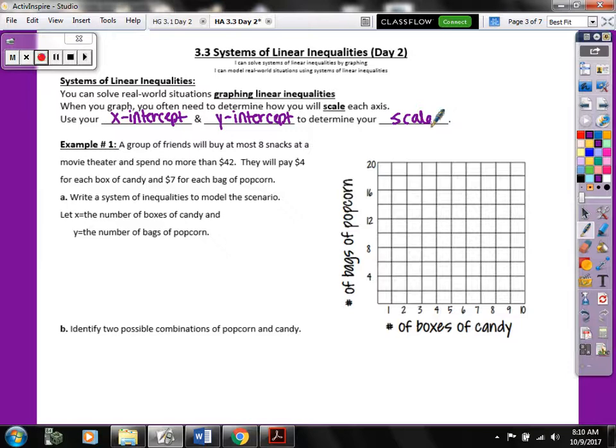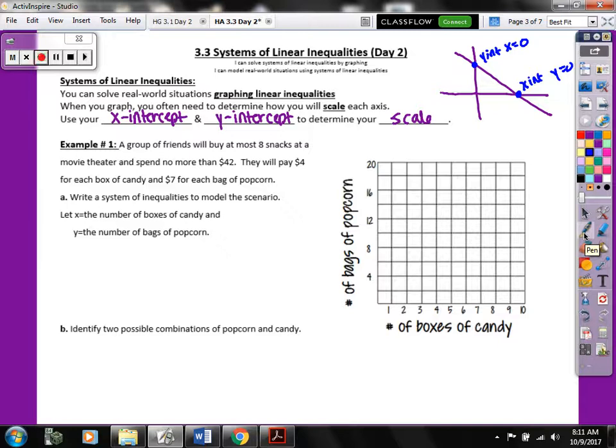Remember, to find the intercepts, the y-intercept occurs when x is 0, and the x-intercept occurs when y is 0. So you just plug in 0 for both of the variables and solve it out to get the intercepts. Now we will also have to write the system of inequalities. And they did define variables for us. They also want us to identify 2 possible combinations that will fall in that overlapped region.